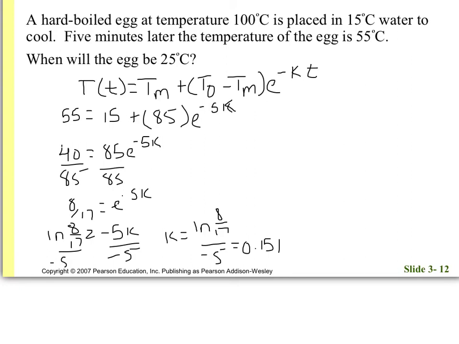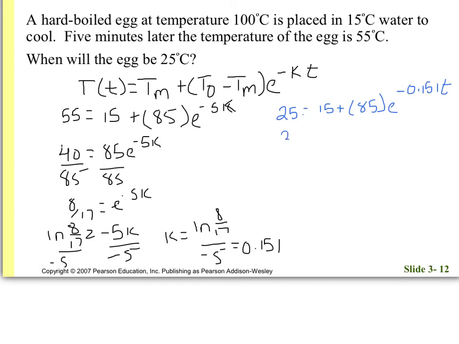So now that we have k, we can plug in to find when the egg will be 25 degrees Celsius. Okay? So now we're looking at 25 equals 15 plus 85 e to the negative 0.151 t. Subtract the 15, divide by the 85. So 25 minus 15 is 10. 10 divided by 85. Remember, no decimals.